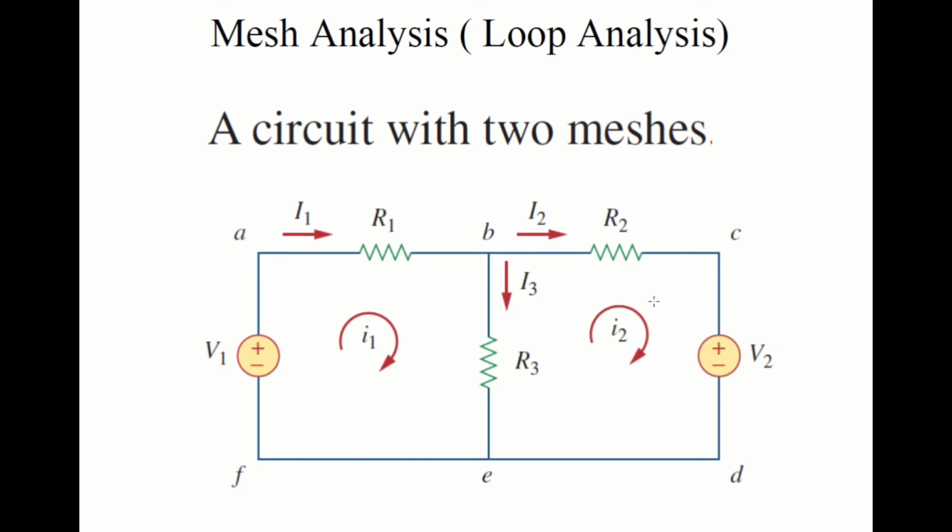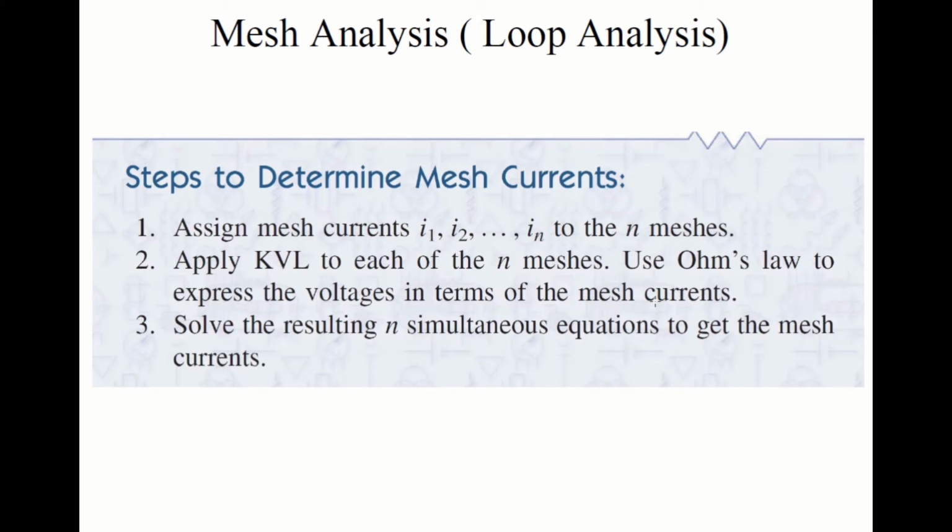So how do we analyze this circuit using mesh analysis? These are the steps to determine the mesh currents. First, assign mesh currents I1, I2 until IN to the N meshes. If you have two meshes, you need to assign I1 and I2 to the meshes, and then apply KVL to each of the meshes. Use Ohm's law to express the voltage in terms of mesh current. Lastly, solve the resulting simultaneous equations to get the mesh currents.